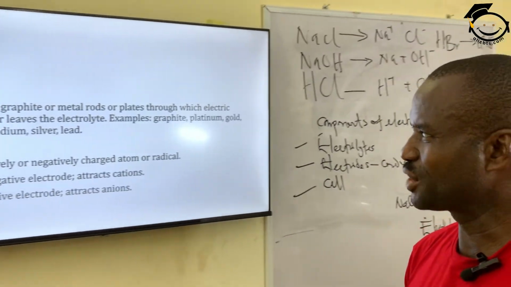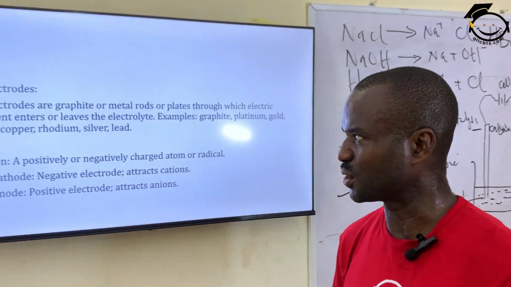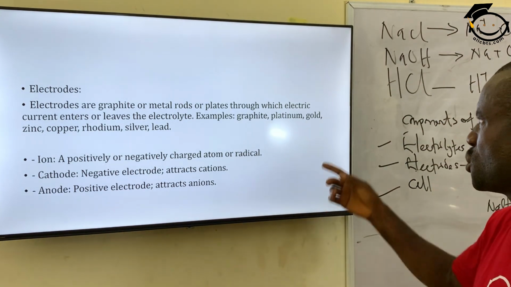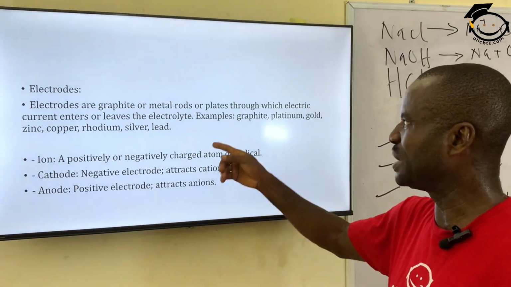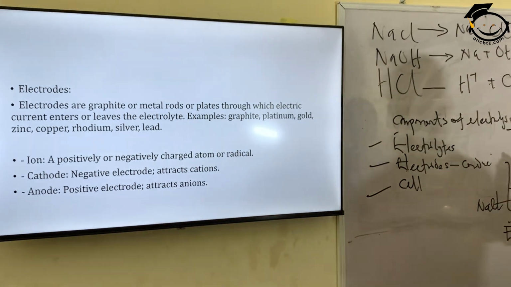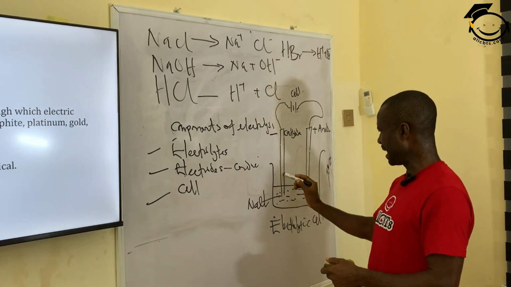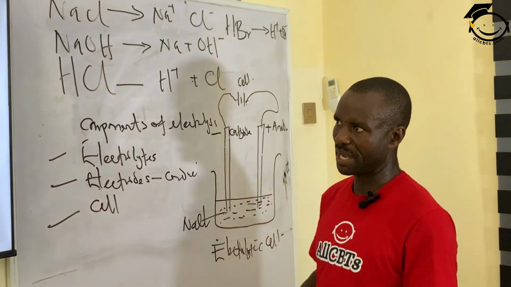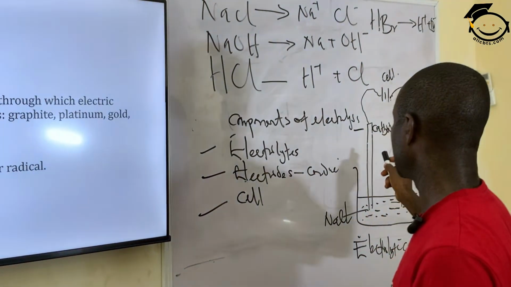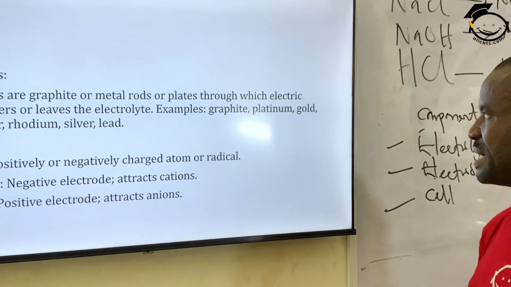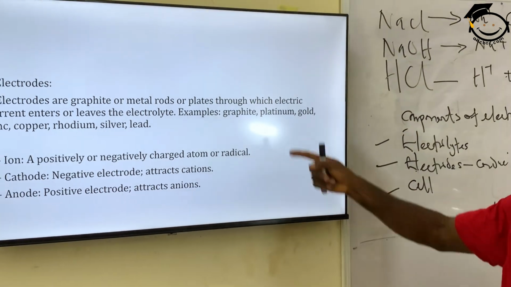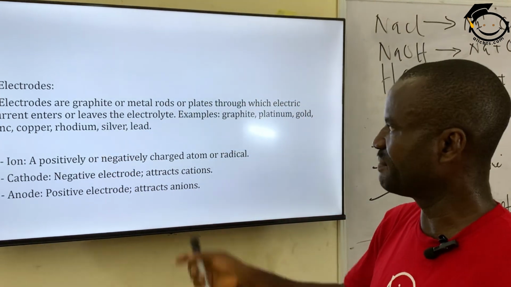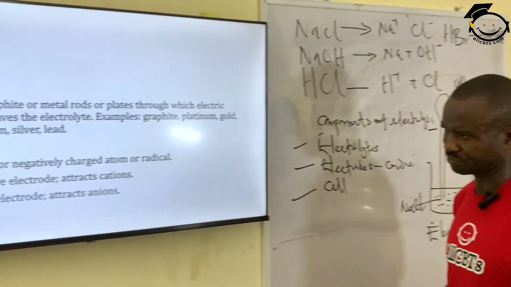We have talked about the electrolyte. Let's look at the electrode. We said they are conductors. Electrodes are graphite or metal rods or plates through which electric current enters or leaves the electrolyte. You can see current enters the electrolyte or leaves the electrolyte through these two poles, otherwise known as electrodes. Examples of these electrodes are graphite, platinum, of course these are metals, gold, zinc, copper, rhodium, silver, even lead can be used as an electrode.